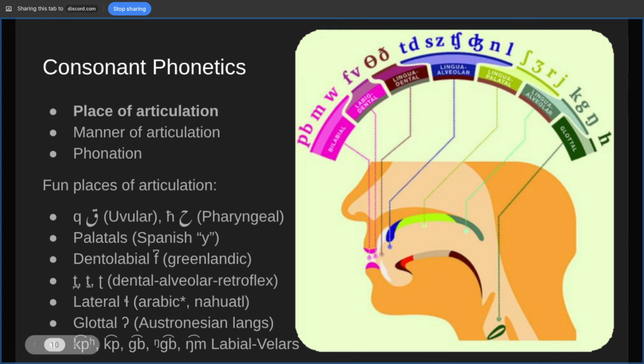Trying to think of another example. So yeah, ta or da or things like that. Anyone want to try those? Ta, ta, da.